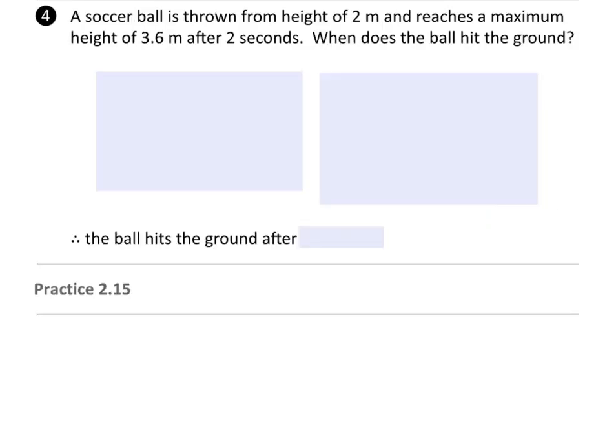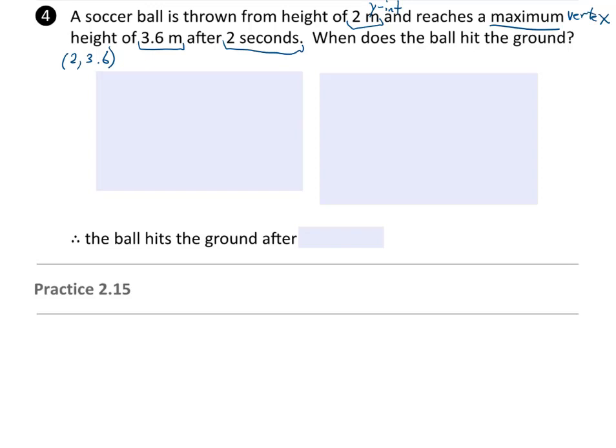Okay. Example 4. A soccer ball is thrown from the height of 2 meters and reaches a maximum height of 3.6 meters after 2 seconds. When does the ball hit the ground? Okay. Well, we're given a maximum, which means we're going to have a vertex. And we know it's this high after this many seconds. So we're given a point, the vertex point, of 2 seconds and 3.6 meters high. We're given a y-intercept. So that's going to be our y-intercept here.